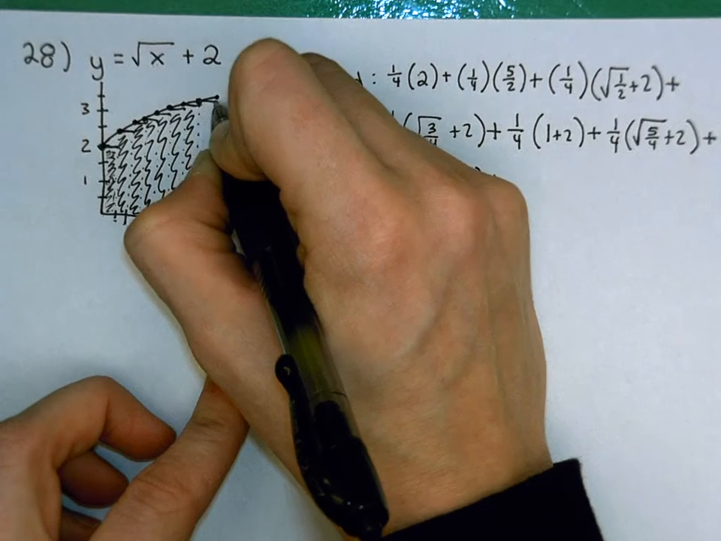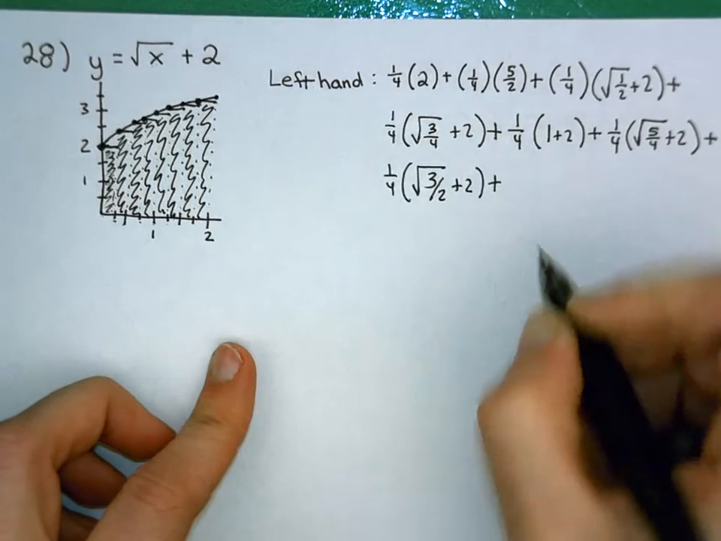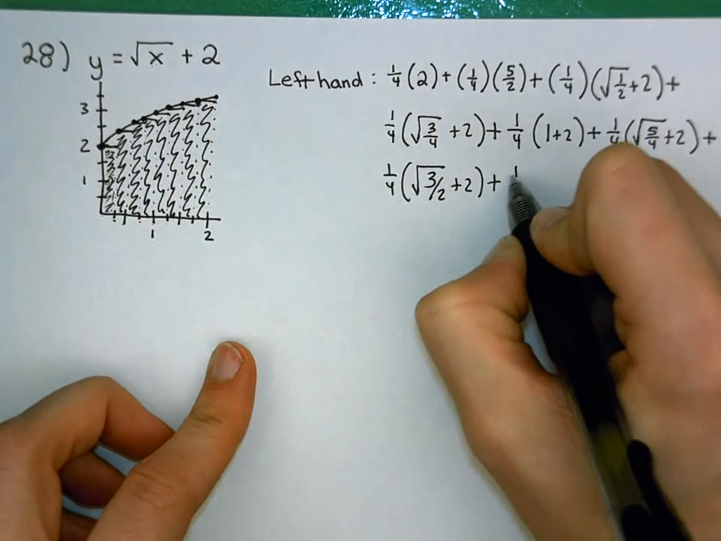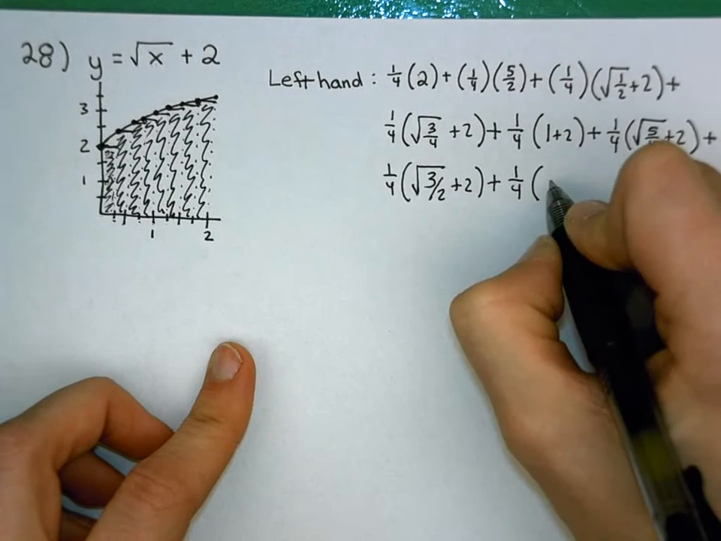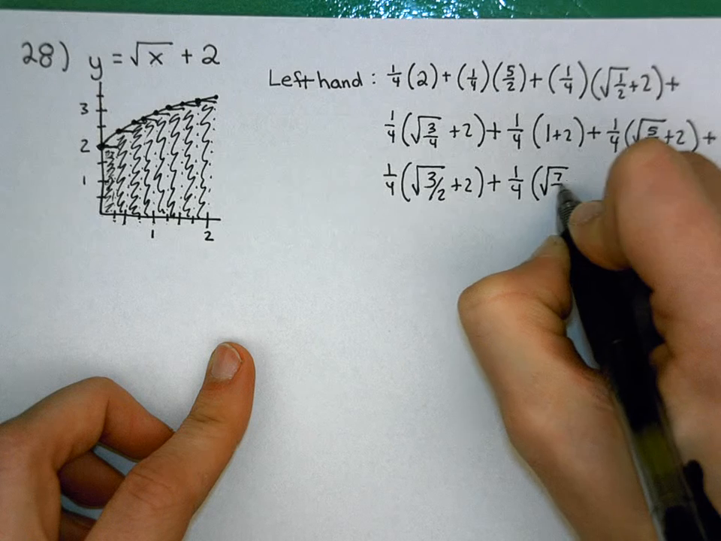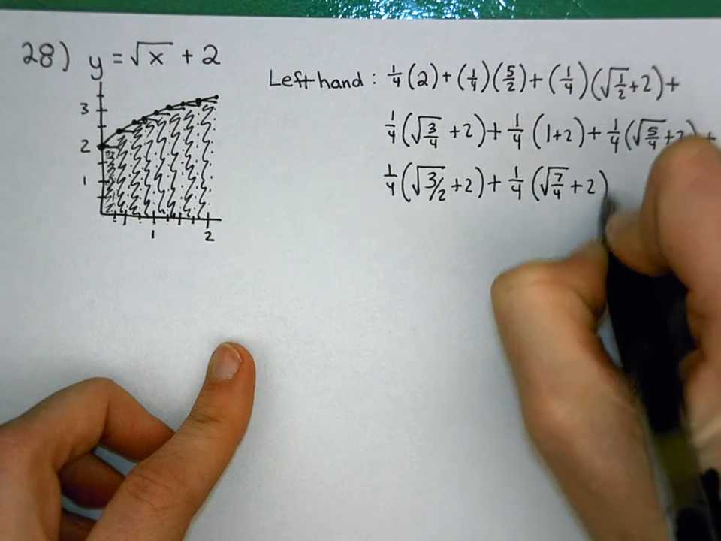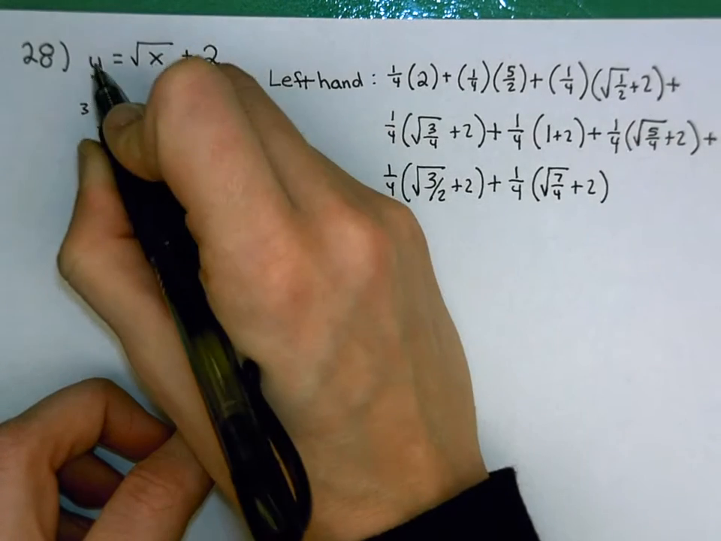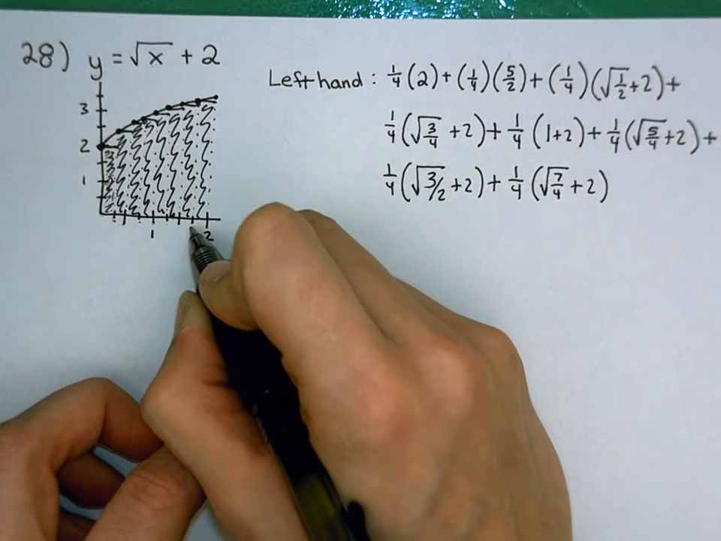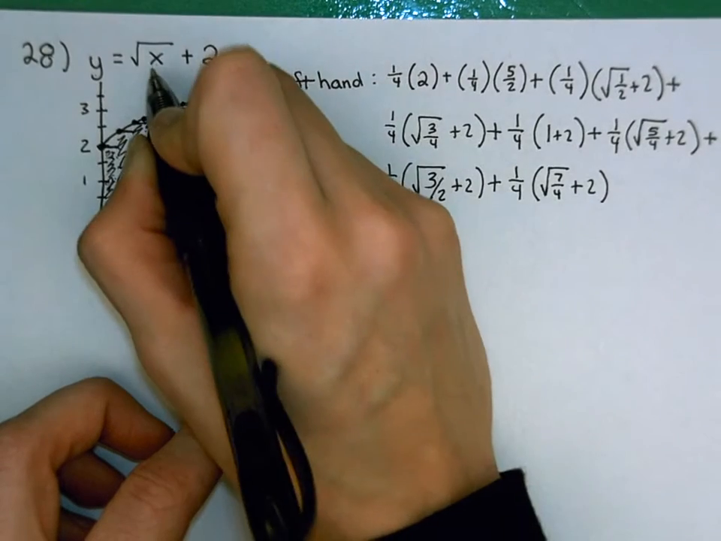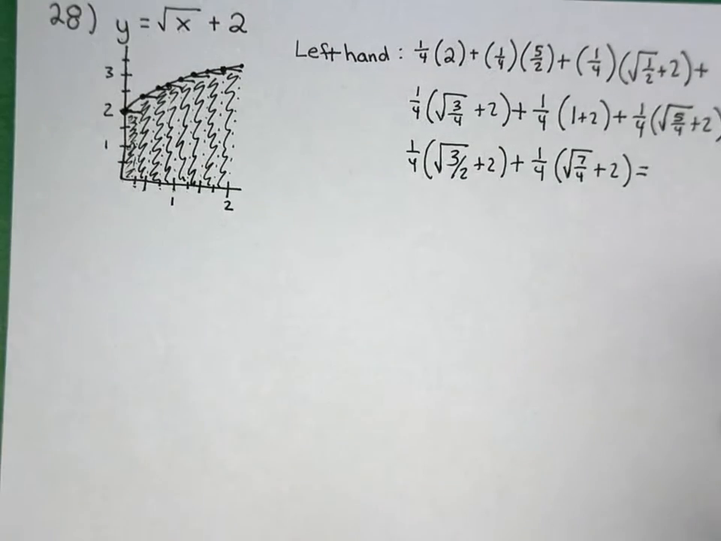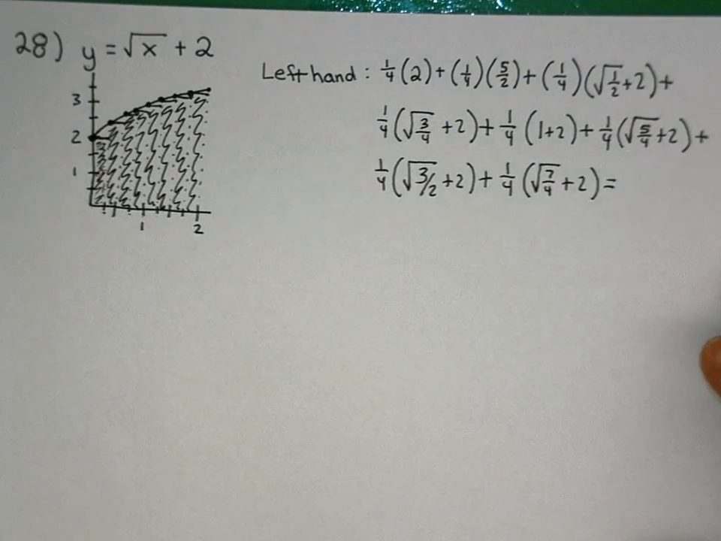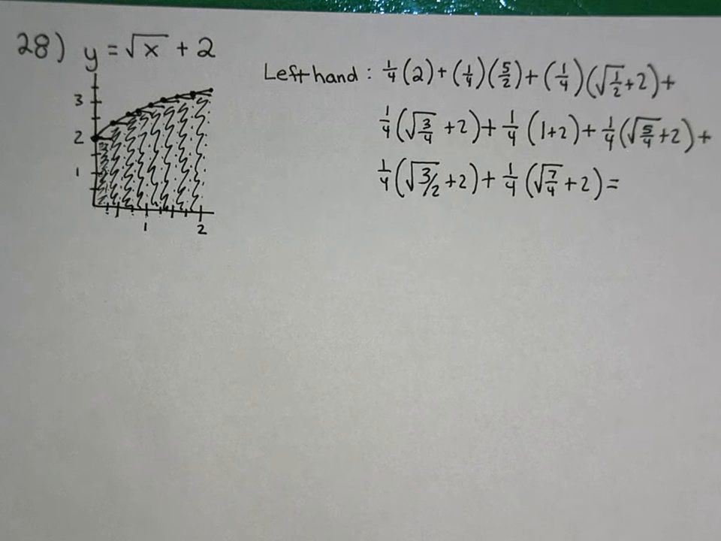And then last one, we have 1/4. And then our left-hand x is going to be 7/4. And so we plug in the square root of 7/4 plus 2. And again, for our height, we are using our y equals. So I'm plugging in whatever my left-hand x is into my y equals to get my height. And then from there, you would take all of that and you would simplify it up. For today, I'm going to go ahead and use my calculator.